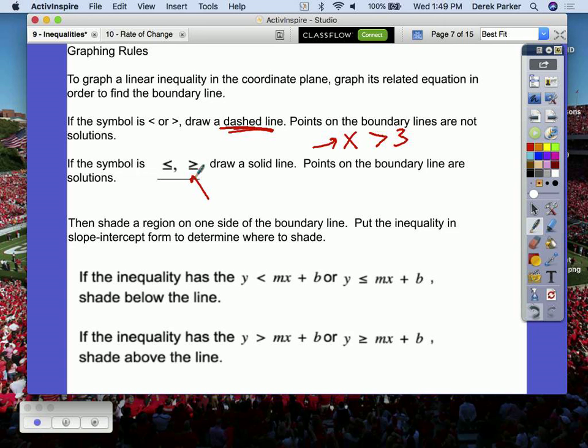If the inequality has y is less than mx plus b, or y is less than or equal to mx plus b, shade below the line. This is extremely important. If the inequality has y is greater than mx plus b, or y is greater than or equal to mx plus b, shade above the line.